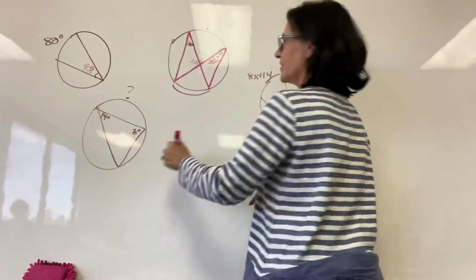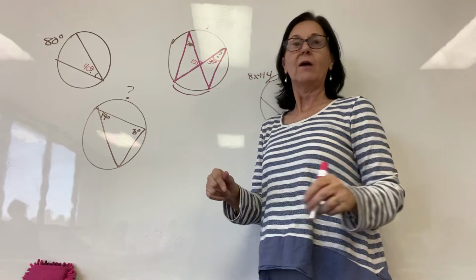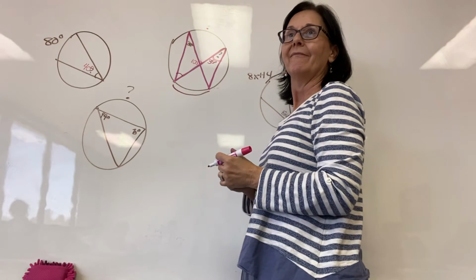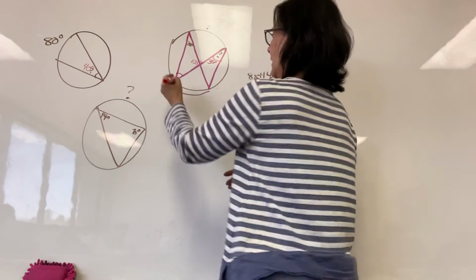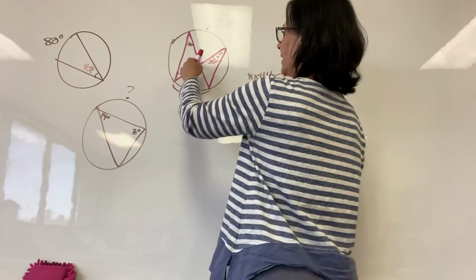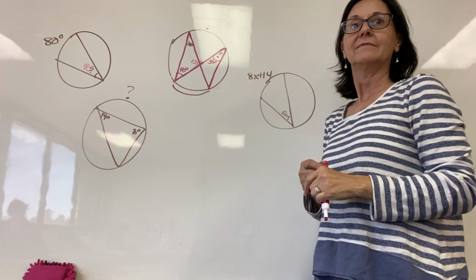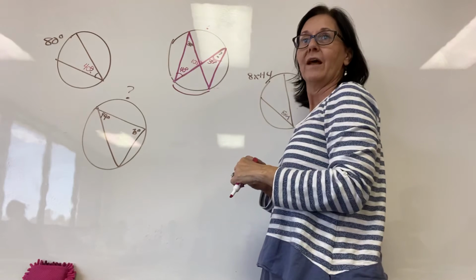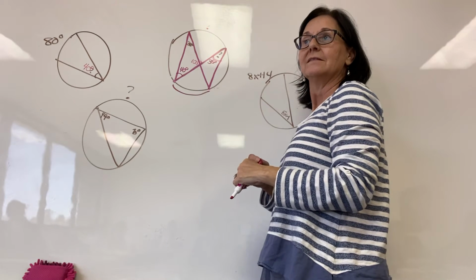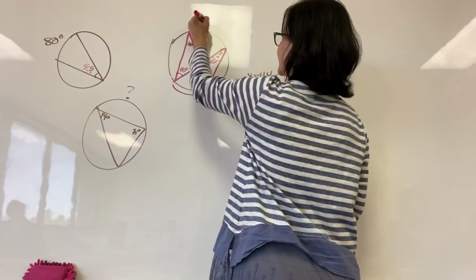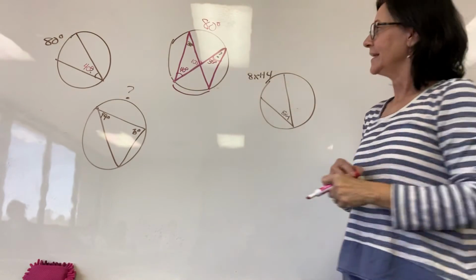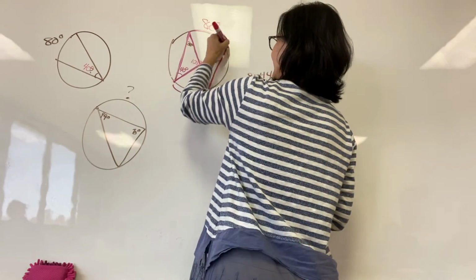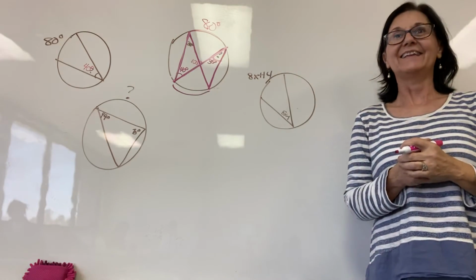The sum of the angles in a triangle is 180. These three angles have to equal 180. This has got to be 40, because 40 and 105 and 35 is 180. So what's this arc? It's 80. Because if that angle is 40, the arc it intercepts is double. That's right.